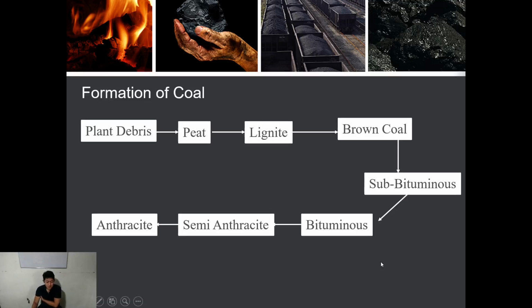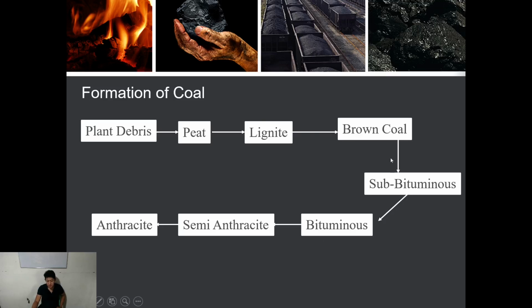Okay? So, this is how coal is formed. From the plant debris, it is buried underneath the ground. Due to the extreme heat in the Earth's crust and pressure, it becomes peat. And as it matures over time, it becomes lignite.